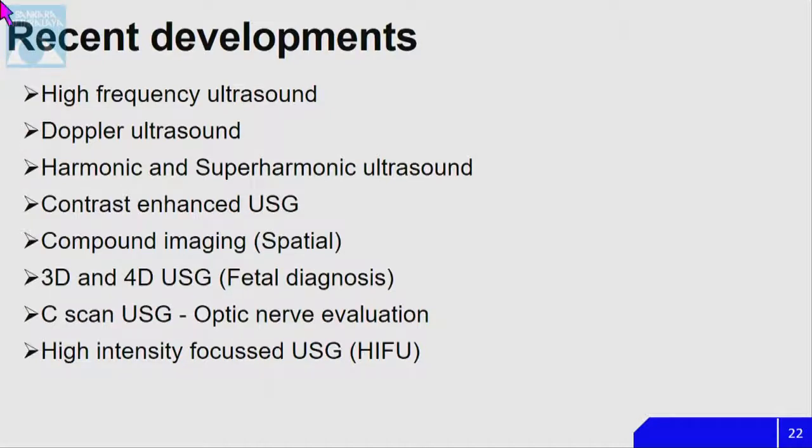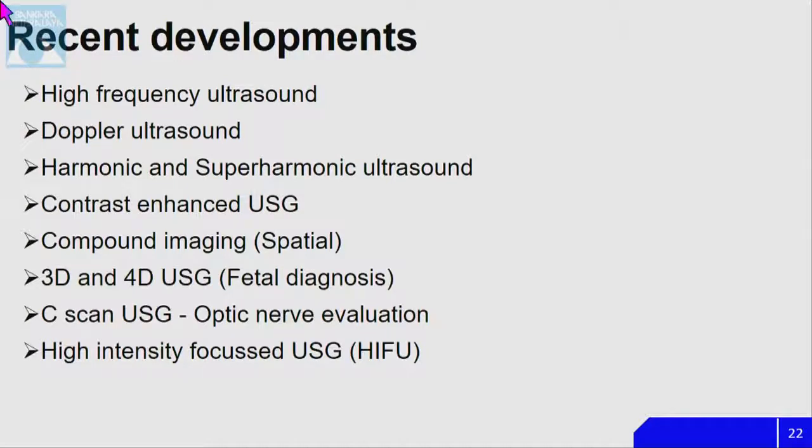Harmonic and superharmonic ultrasound is based on nonlinear interaction of the sound wave in a medium. Contrast-enhanced ultrasound involves injection of ultrasound contrast agents like microspheres of air or fluorocarbon, and then performing an ultrasound. This is also used in evaluation of vascular lesions and tumors. Compound spatial imaging is scanning a particular area at multiple angles. This also indirectly increases the resolution, and it is more useful for evaluating the optic nerve head and retrobulbar lesions.